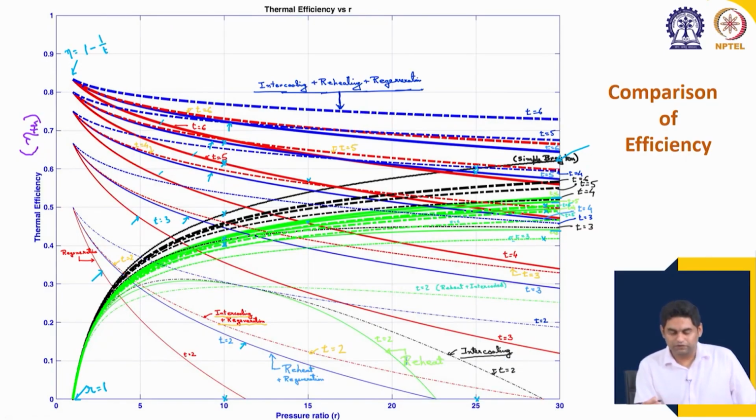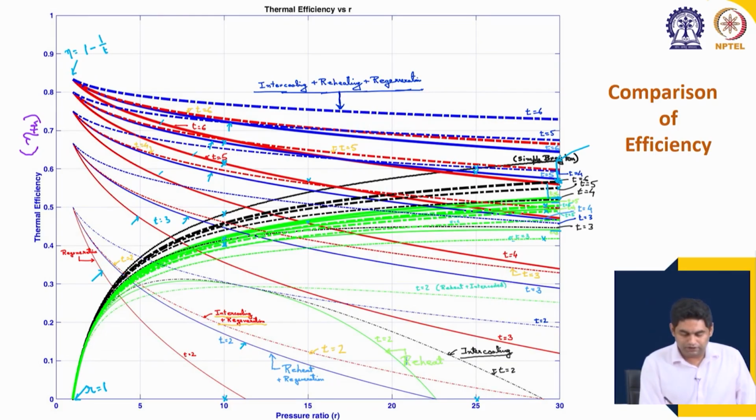Now, pure intercooling. When intercooling was added to simple Brayton, we already noted that the effect is less drastic as compared to reheating. So, we get a decrease in efficiency. For example, this is t equal to 6, this is t equal to 5, t equal to 4. The efficiency is lower as compared to simple Brayton, but the extent by which it gets lowered is less as compared to that of the reheat cycle. Compared to the reheat cycle, the efficiency is still considerably larger, around 4 to 5% larger in these regions. In our case also we had seen the same.